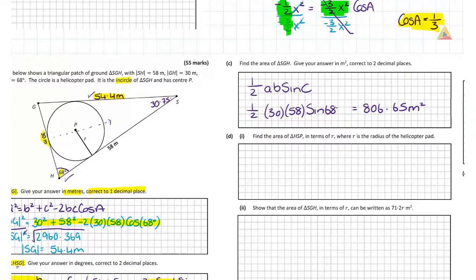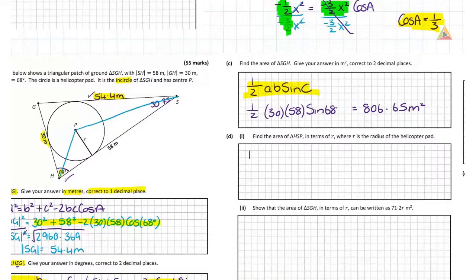Okay. Next, part D, part 1. Find the area of the triangle HSP. So let's see where HSP is. Just going to mark that in on my diagram. There's my triangle HSP. And this time we're giving it in terms of R, where R is the radius of the helicopter pad.